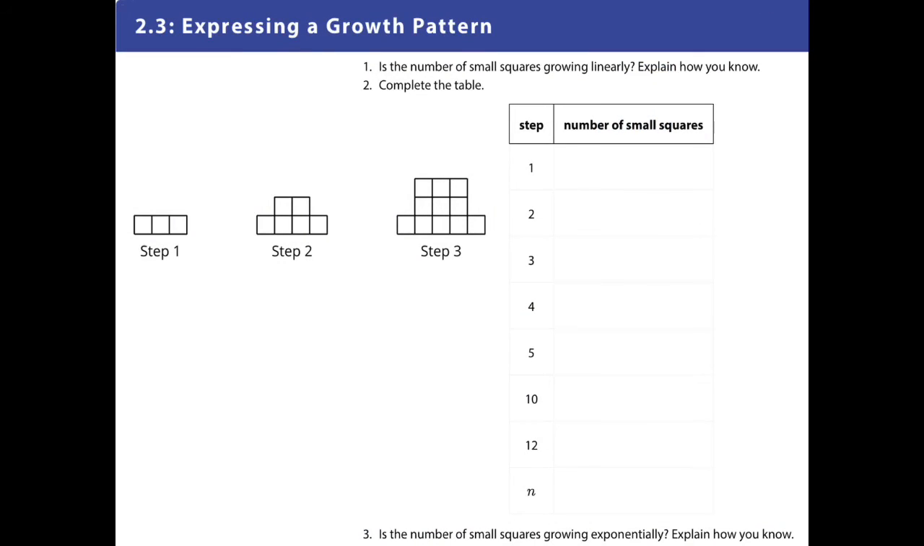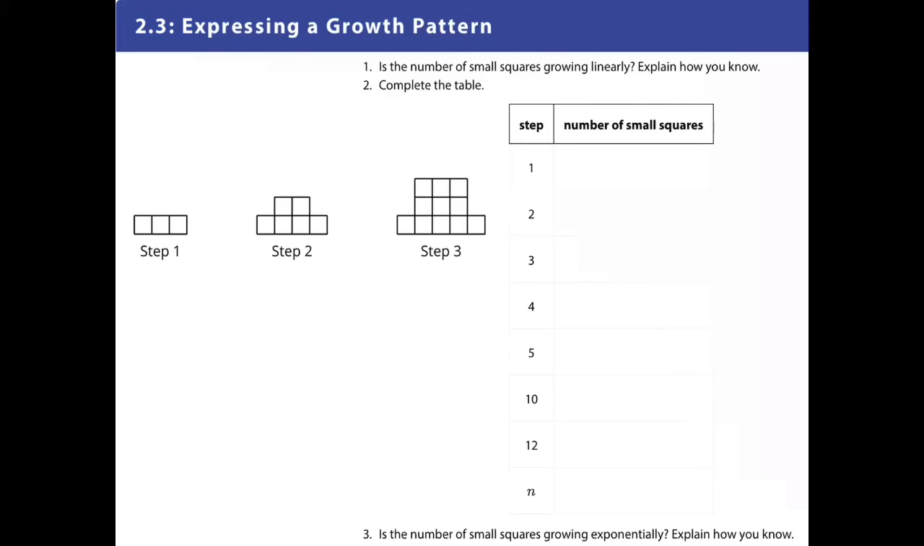Okay, example 3, number 1, is the number of small squares growing linearly? Explain how you know. So no, because there are 3 squares in the first step, 6 in the second step, and 11 squares in the third step. So the number of additional squares is 3 going from the first to the second step and 5 going from the second to the third step.